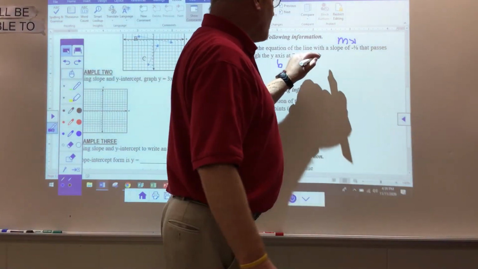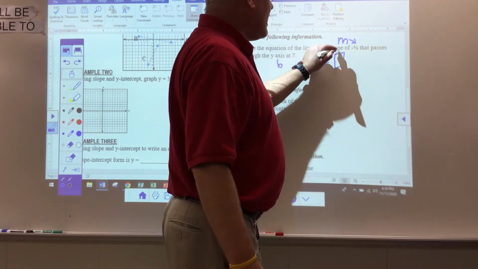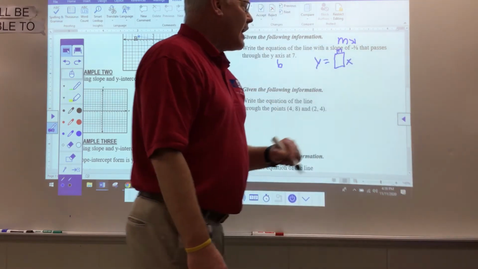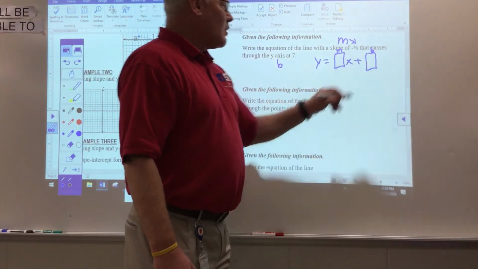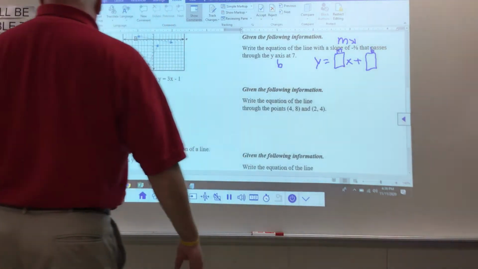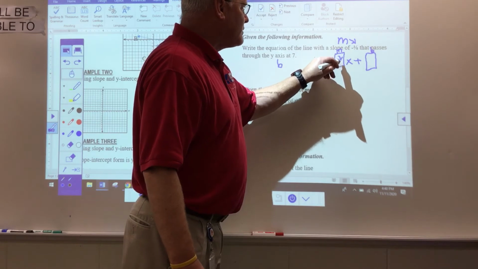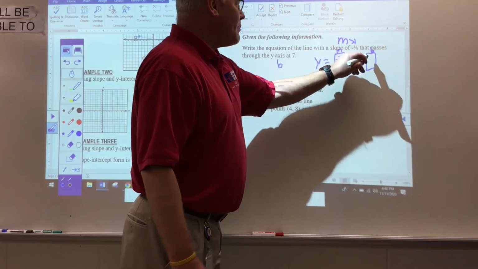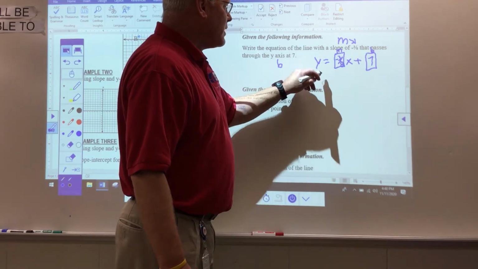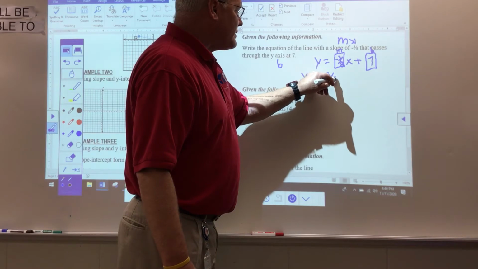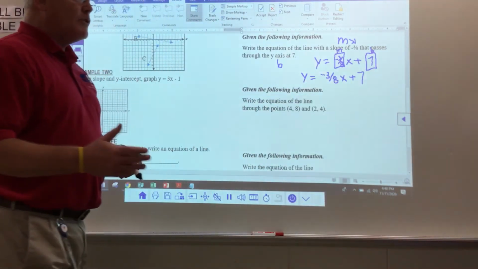Now remember, I said I was going to write it a little different. I'm going to think about it as y equals some m value that I'm going to put in front of the x plus some b value that I'm going to put behind the x. So all I have to do is drop in those values. I've got -3/8 and I have a positive 7. So the equation of that line is going to be y equals -3/8 x plus 7.